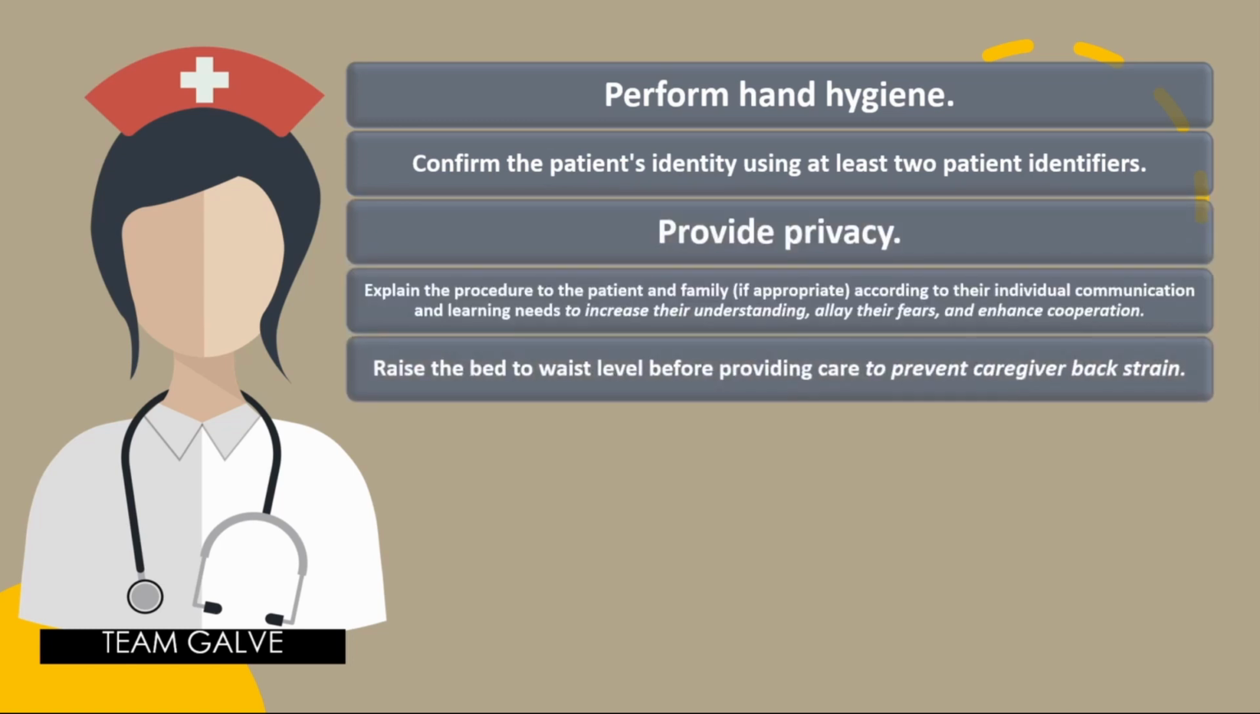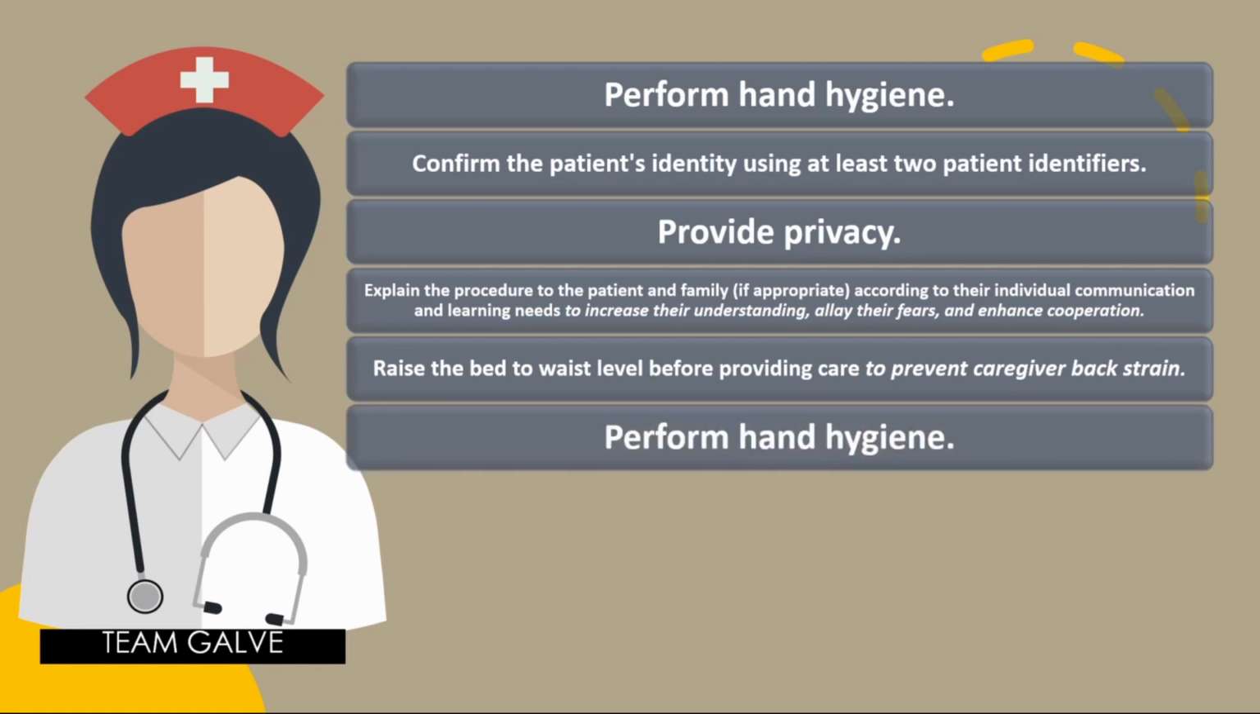Explain the procedure to the patient and family if appropriate according to their individual communication and learning needs to increase their understanding, allay their fears, and enhance cooperation. Raise the bed to waist level before providing care to prevent caregiver back strain. ROM po ito. Okay? Next, perform hand hygiene o maghuhugas ka ulit ng kamay.